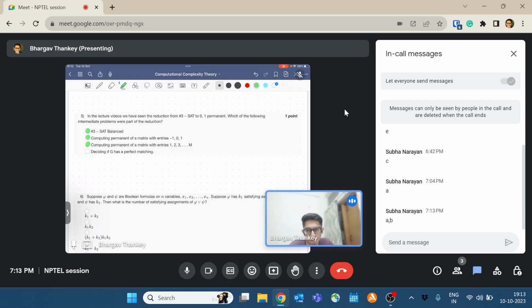And D cannot be correct because the problem of finding a perfect matching is in P. If that were part of the reduction, then what you would end up getting is that #3SAT reduces to some language in P. So #3SAT can be solved in polynomial time, which would mean FP equals #P, and which would mean P equals NP, right? So D can't be correct. So is this fine?